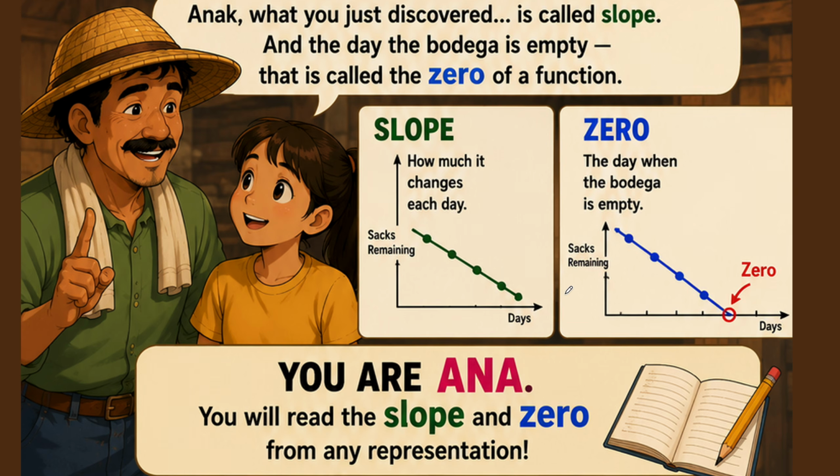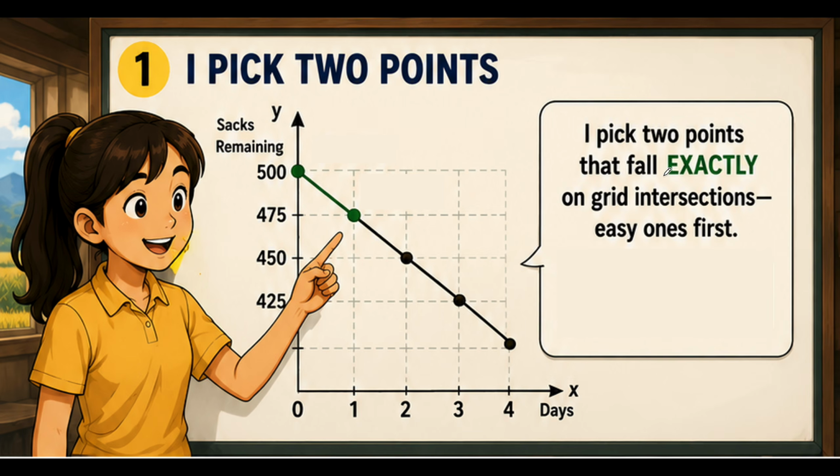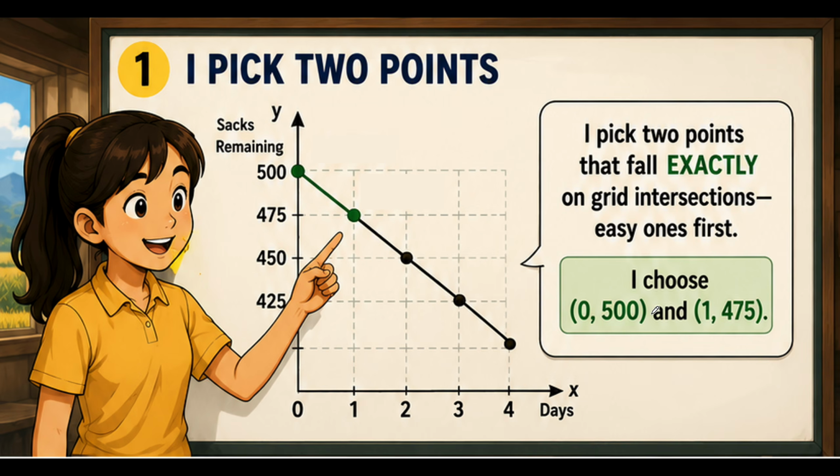Okay, so ngayon, bigyan natin ng konteksto. What if kayo si Ana? You are Ana and you will read the slope and zero from any representation. So here, we're gonna have to pick the 2 points. For example, here is the point that we will be choosing. I pick 2 points that fall exactly on grid intersection, easy ones first, like this one. Okay, so I choose 0 and 500. So 0 yung x and 500 naman yung y, 1 and 475. Okay? So, here is the two coordinate points.